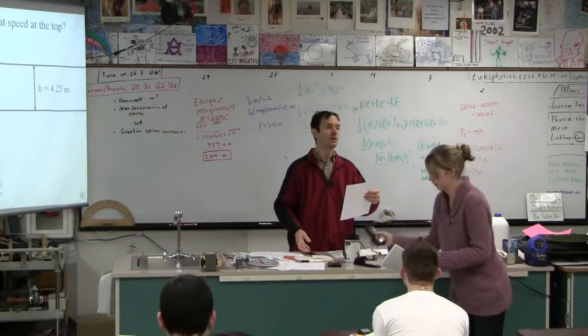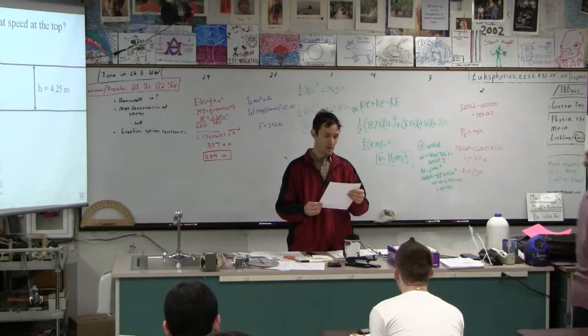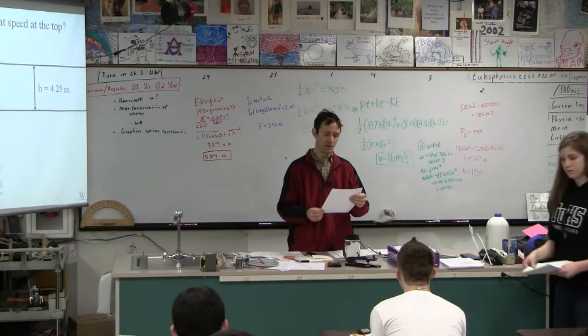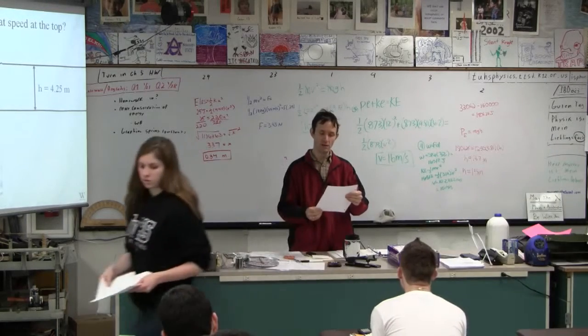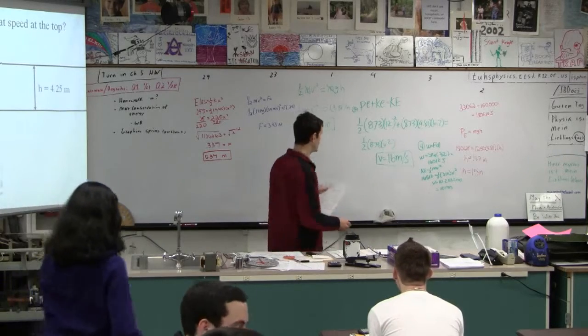Somebody wanted me to talk about number 2 from the energy sheet. Yes? So 2 says, how much elevation will the car in the previous problem gain on the hill if it loses 150,000 joules of energy to friction on the way up?